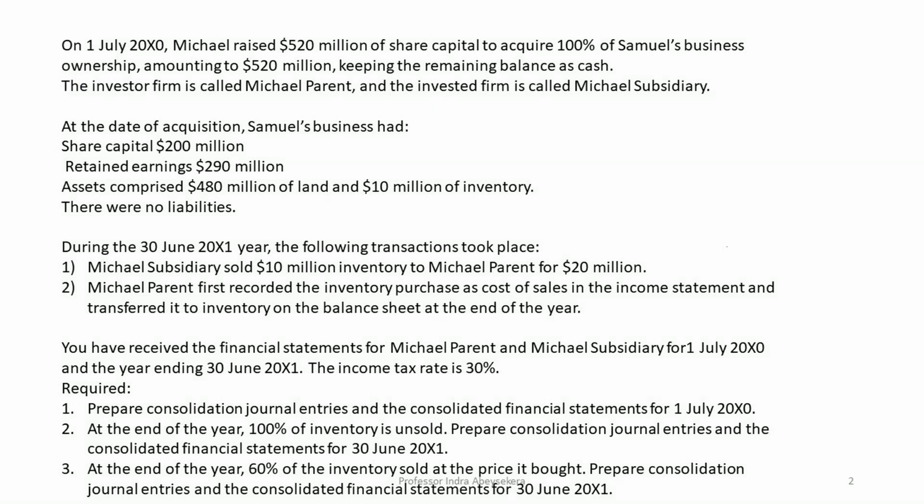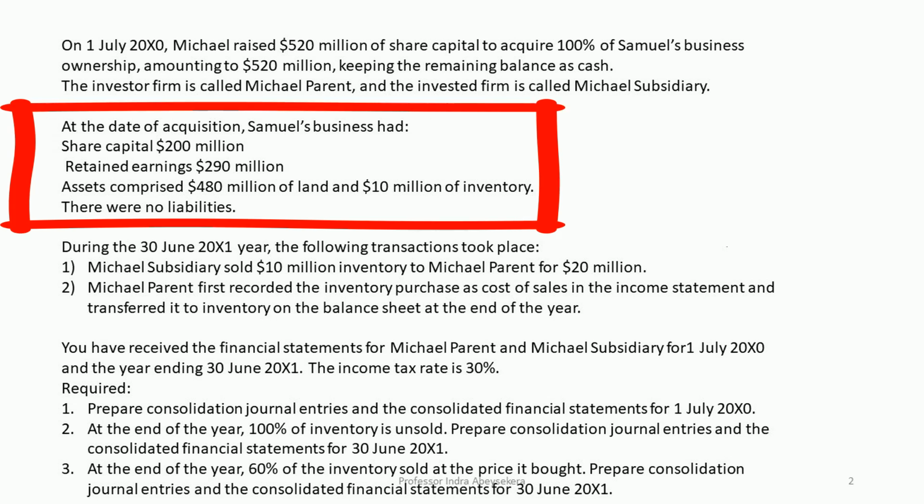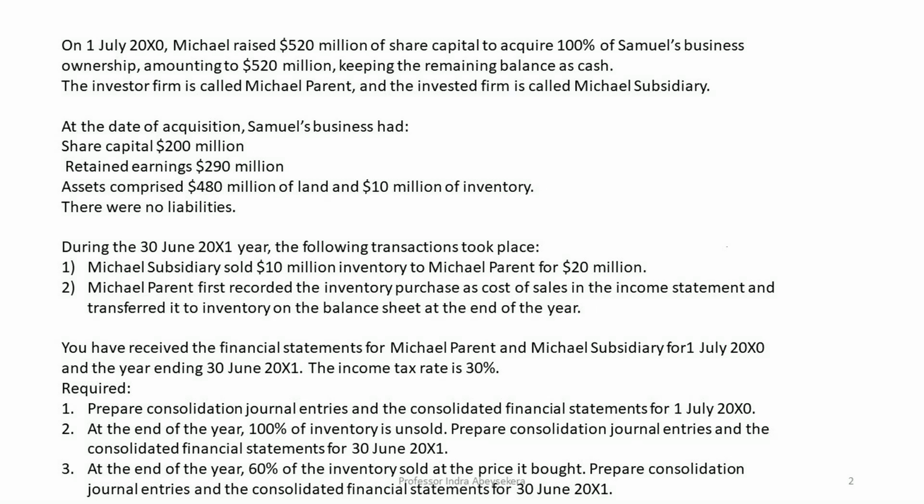At the date of acquisition, Samuel's business had 200 million of share capital, 290 million of retained earnings. So the shareholders' equity is 490 million. Assets comprised 480 million of land and 10 million of inventory. So the total assets are 490 million. And there were no liabilities. Therefore, the net assets are 490 million, represented by shareholders' equity of 490 million.